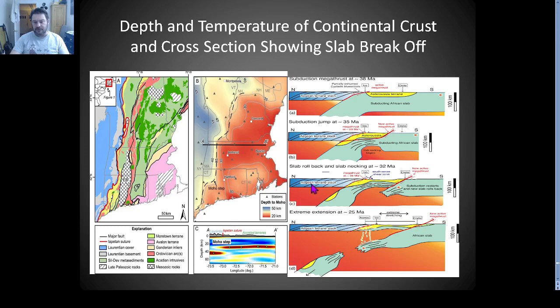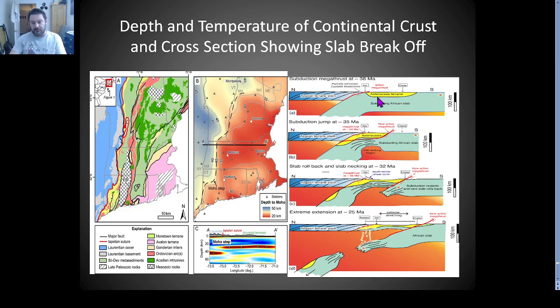I don't know, but these are ideas that have been kind of poked around. We're not really sure, but something is happening. We just know that there's a discontinuity right here. Shallower crust, deeper crust, and there's a good chance that this might have shallowed because of a breakoff. I don't know, but it's definitely an idea that's been talked about.